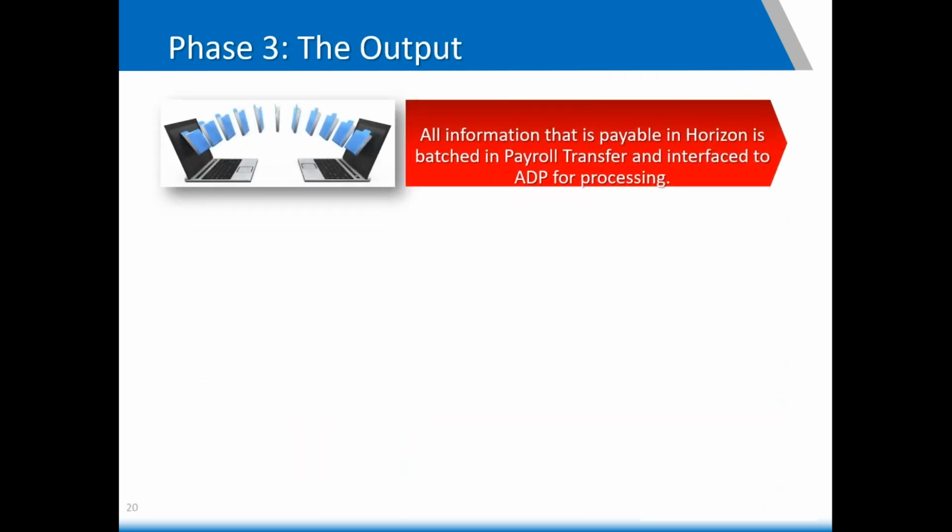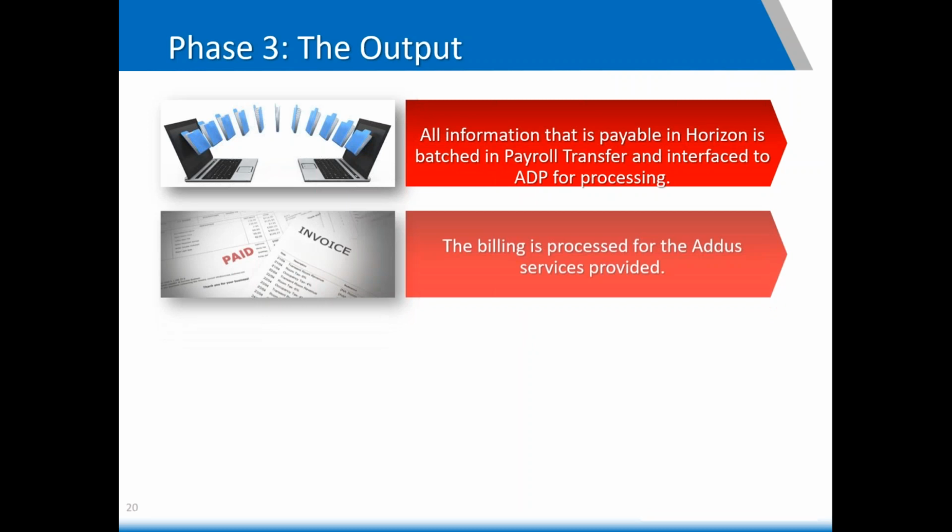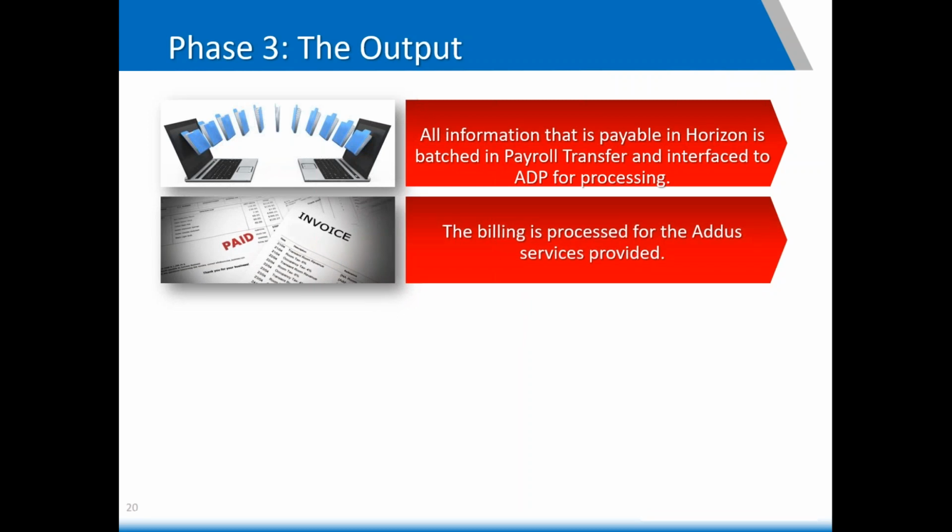So let's go to the output. All information that is payable in Horizon is batched in payroll transfer. Then that batch is interfaced into ADP for processing. The billing is processed for the ADIS services provided, and that's done by the reimbursement department. The bills are sent to the payer so that ADIS can be paid or reimbursed.